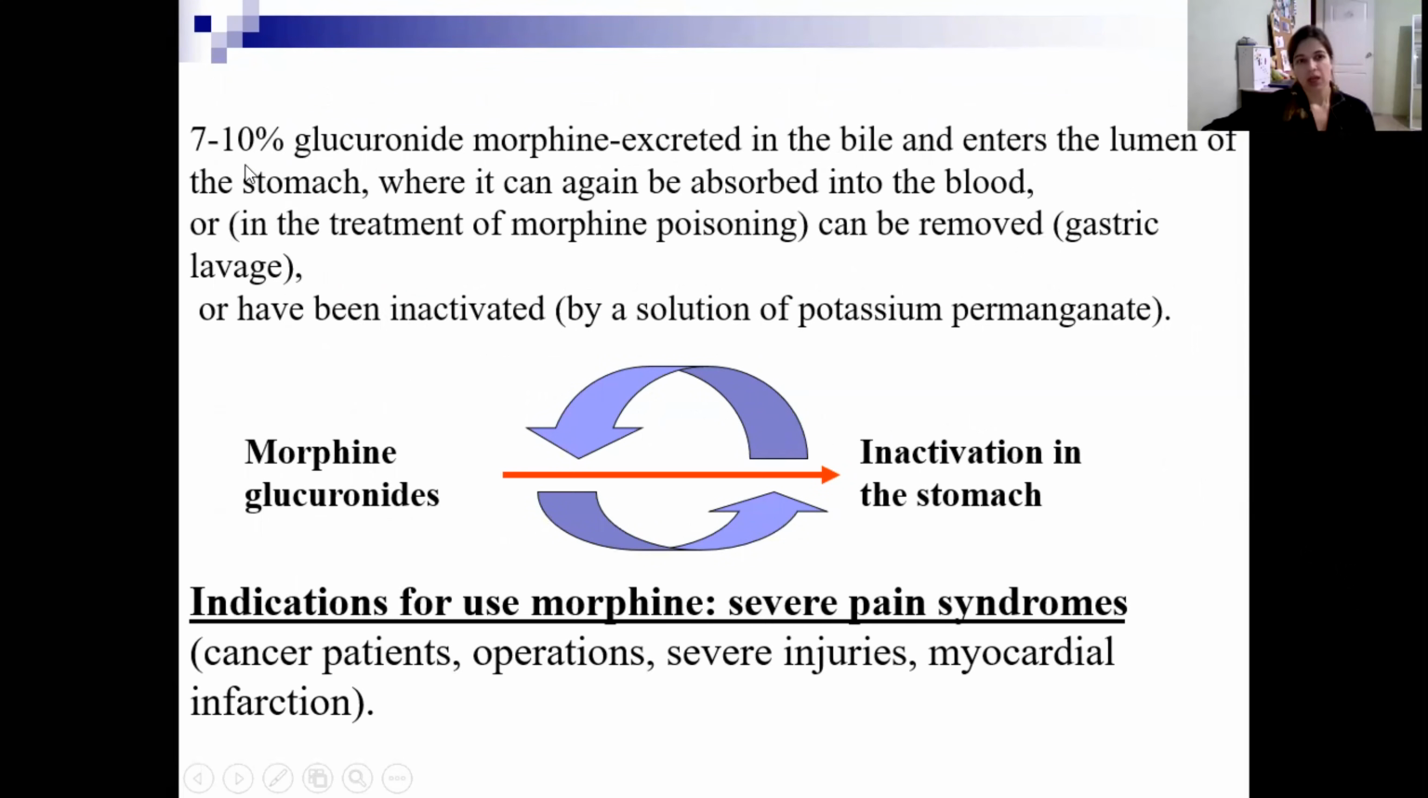Okay, what happens? 7–10% of morphine glucuronide is excreted in the bile and enters the lumen of the intestine, where it again can be absorbed into the blood. Why bile goes to the stomach is a question for me also, because it is actually released into the intestine, but also with the stomach glands some amount of morphine can be released into the stomach. So by gastric lavage, this small amount of morphine can be removed from the GIT to reduce the secondary absorption. Also, it can be inactivated by potassium permanganate.